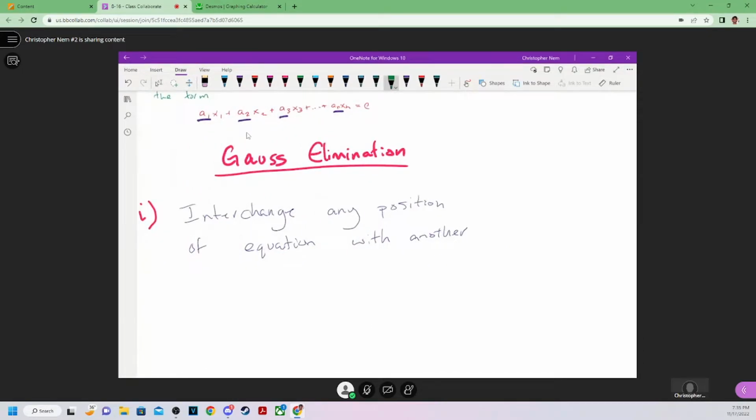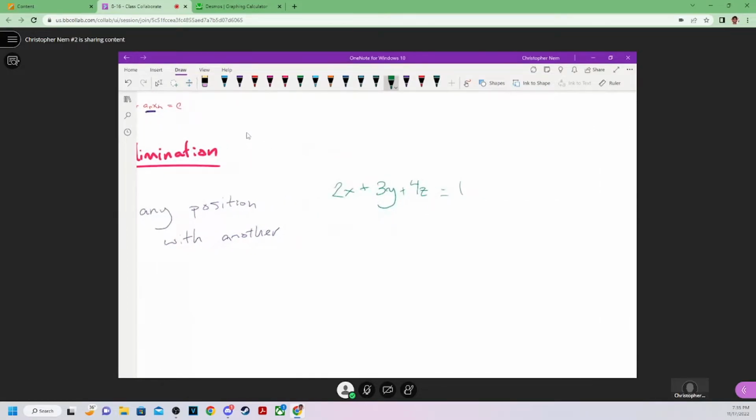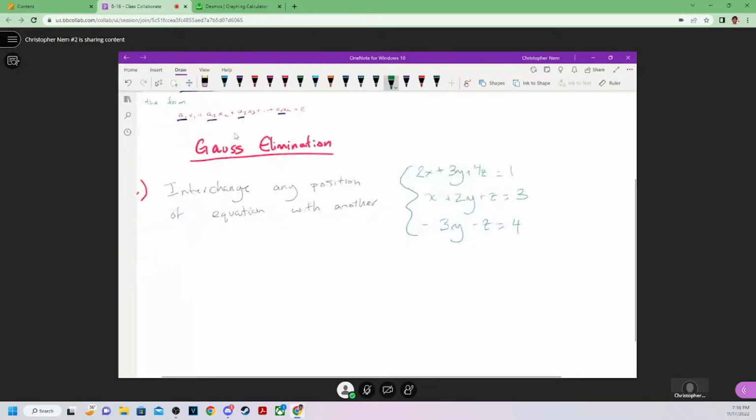Let's say I have 2x plus 3y plus 4z equals 1. And let's say I have x plus 2y plus z equals 3. And then I'm going to say I have negative 3y minus z equals 4. Let's say I have this system with 3 variables. We're going to work with 3 for now just to get the idea of it. But just know that I can up the dimensions every single time and add the number of equations. So we're going with 3 equations by 3 variables, 3 by 3.